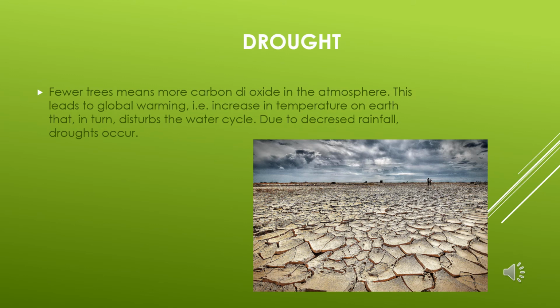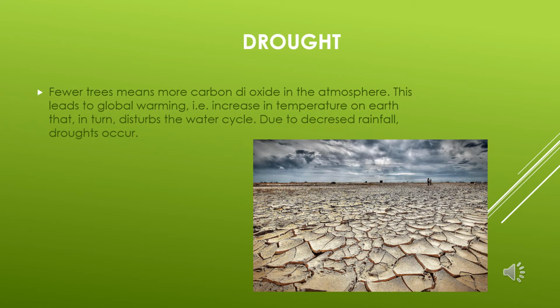Drought. Drought means there are no rains for so many years, more than 10 years, 15 years. If there are no rains, the soil will become like that, how it is shown in the picture. That is called drought. So fewer trees means more carbon dioxide in the atmosphere, because trees will not be there to take carbon dioxide for the process of photosynthesis. Because of that, carbon dioxide will increase in the atmosphere. So this leads to global warming.